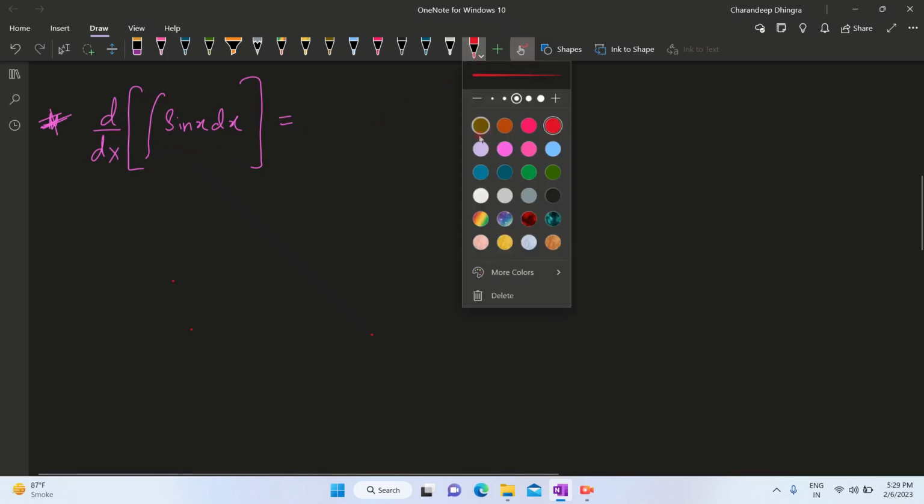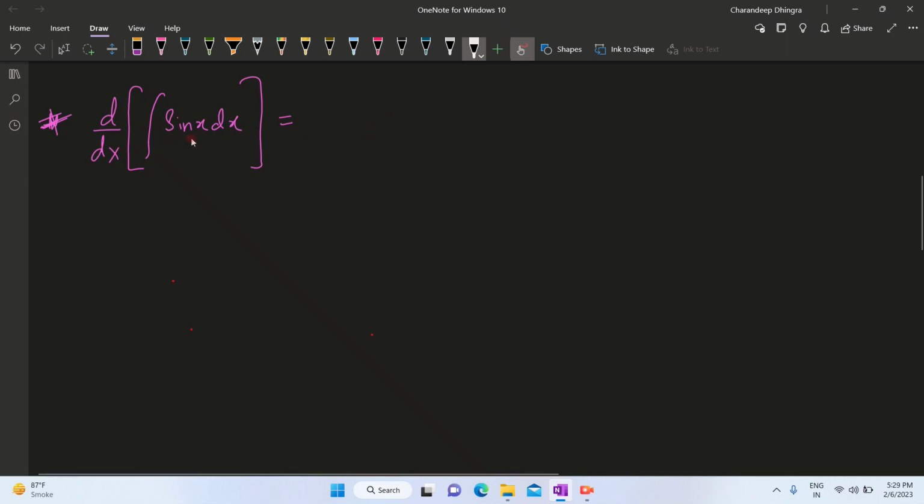Let's say you have a derivative which you have to find of an integral. So something like this, wherein you have d by dx of the integration of sin x dx, and you want to find the answer. So if I just see logically, integration of sine will give me minus cos, and when I take its derivative, the derivative of cos is minus sine. So minus of minus sine will give me plus sine. So the answer will be sin x, right?